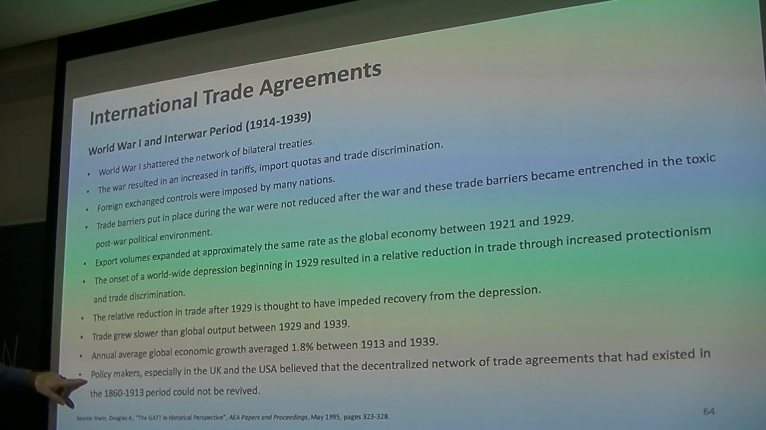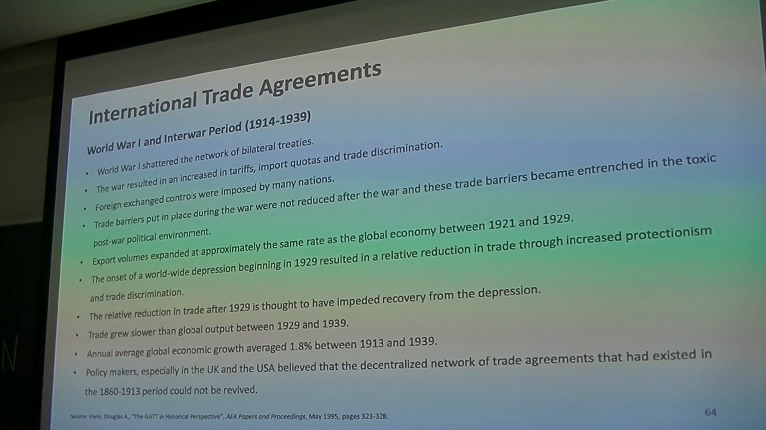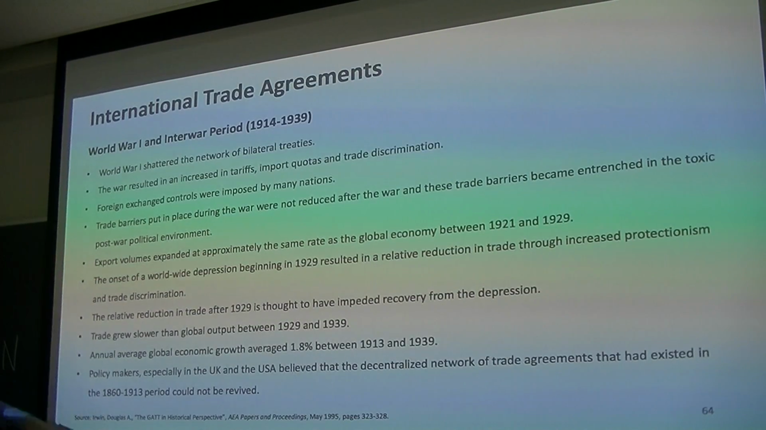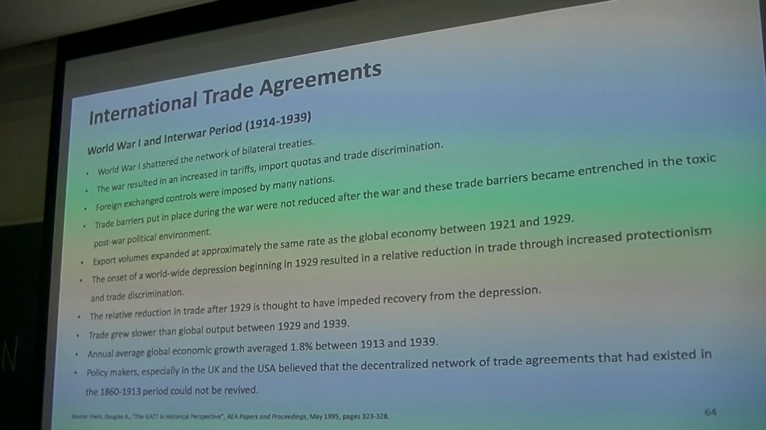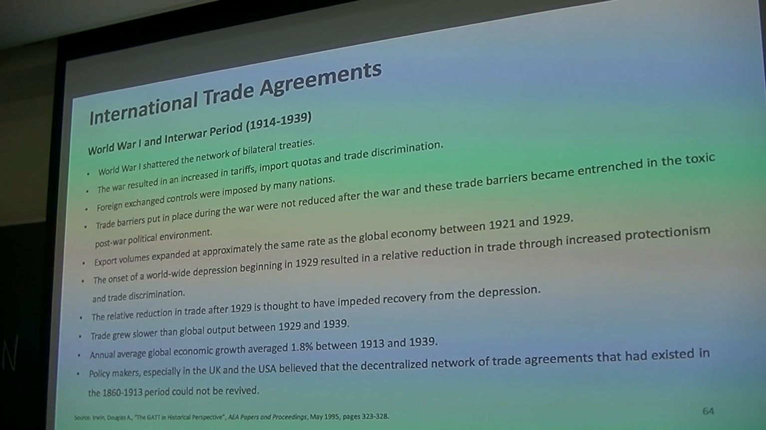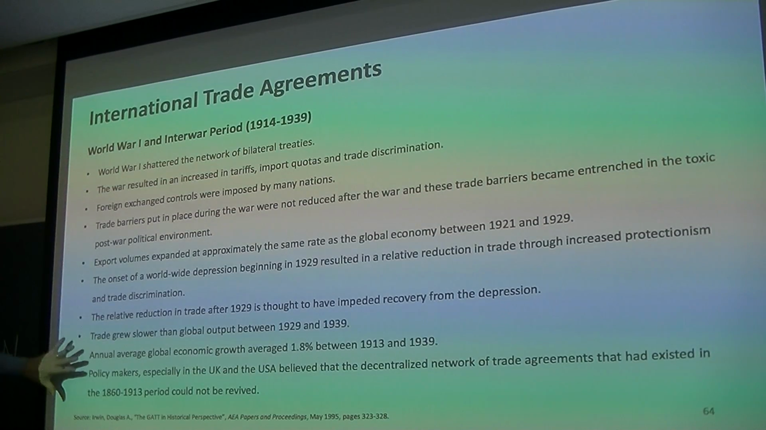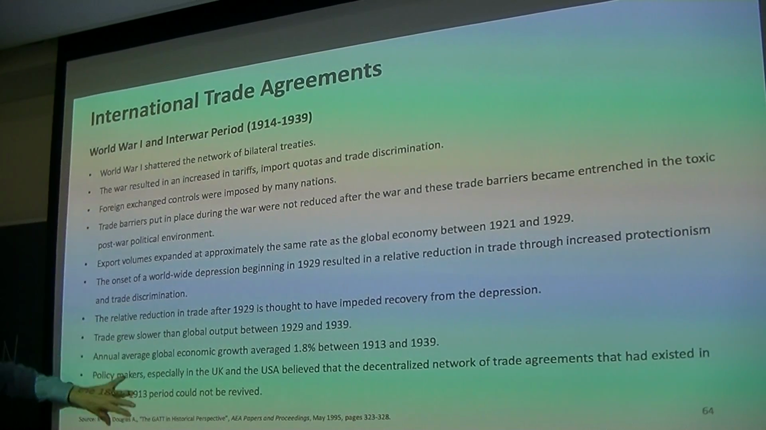Policymakers, and especially in the UK and the US, believed the decentralized network of trade agreements that existed in the 1860 to 1913 period could not be revived. So this was the picture in the interwar period that existed.